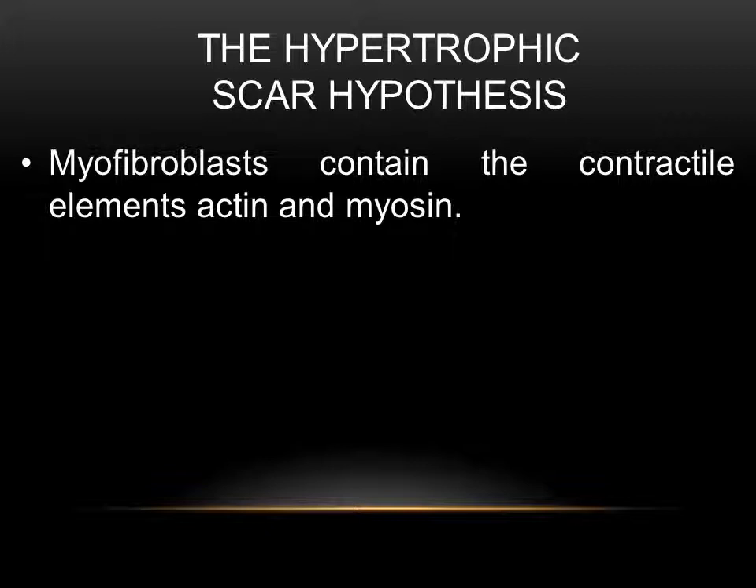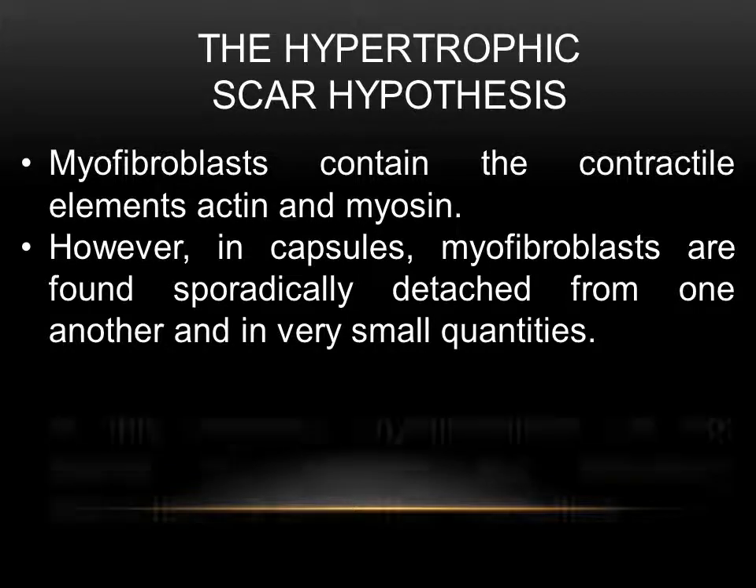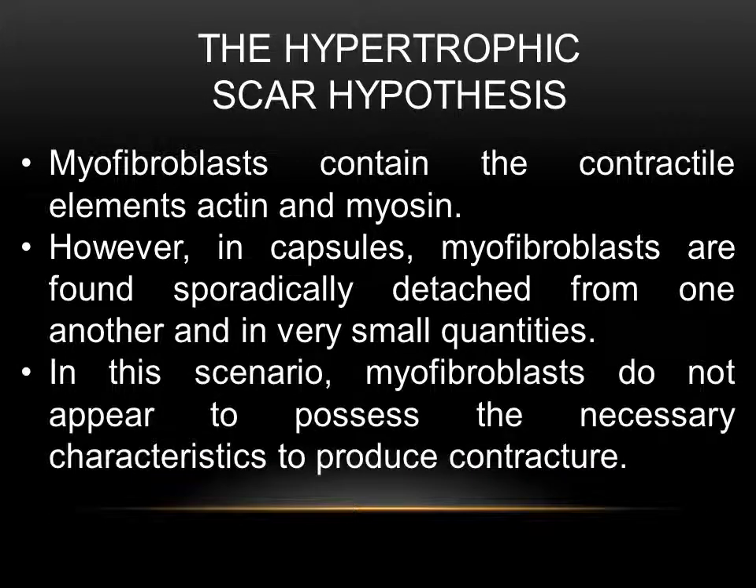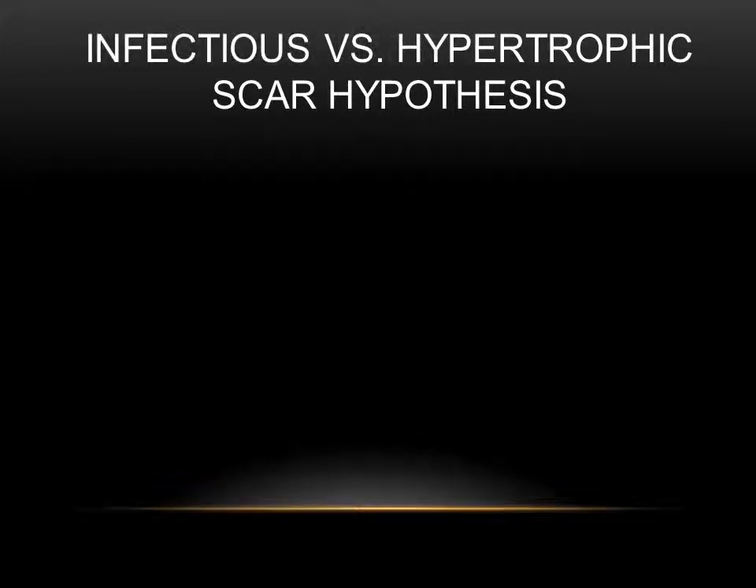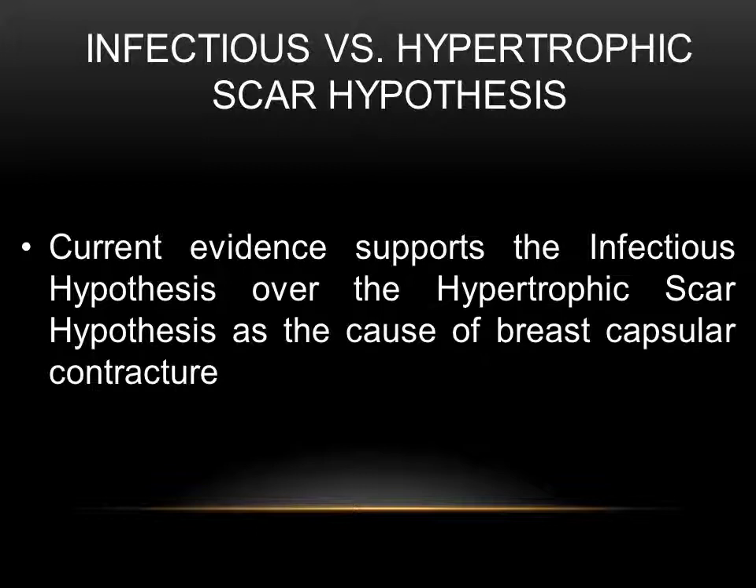Myofibroblast cells contain the contractile elements actin and myosin. However, in capsules, these cells are found sporadically, detached from one another and in very small quantities. In this scenario, these cells do not appear to possess the necessary characteristics to produce a contracture. In comparing the infectious versus the hypertrophic scar hypothesis, current evidence supports the infectious hypothesis over the hypertrophic scar hypothesis as the cause of breast capsular contracture.